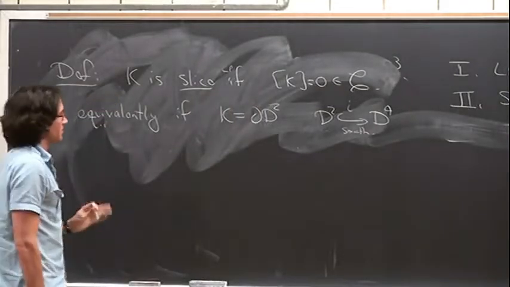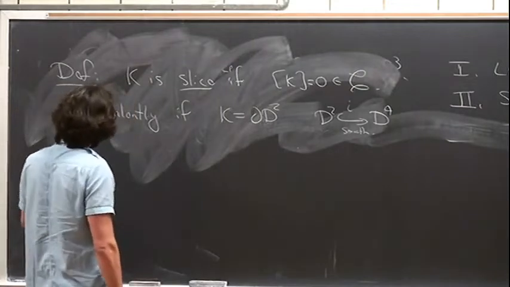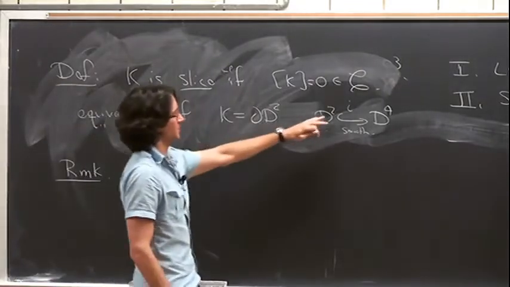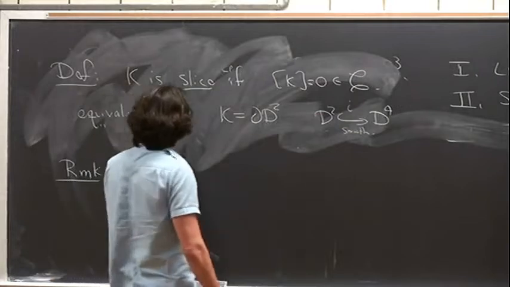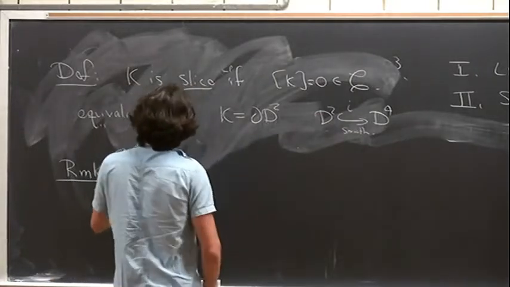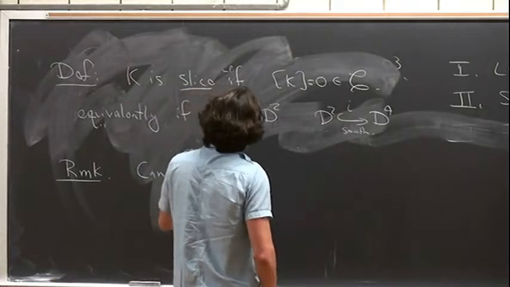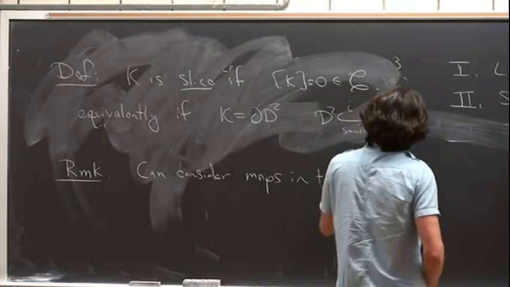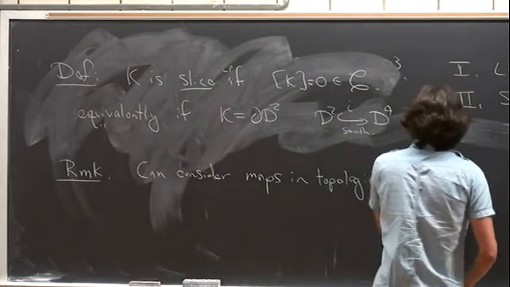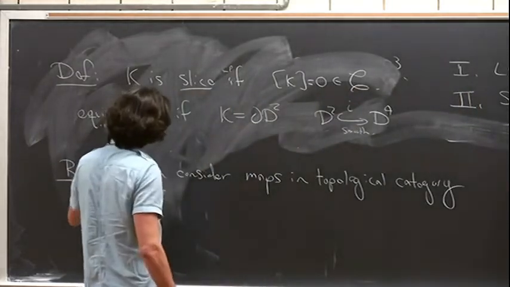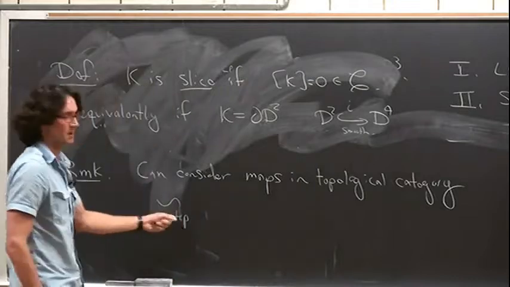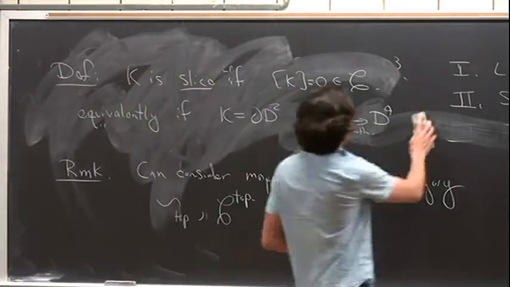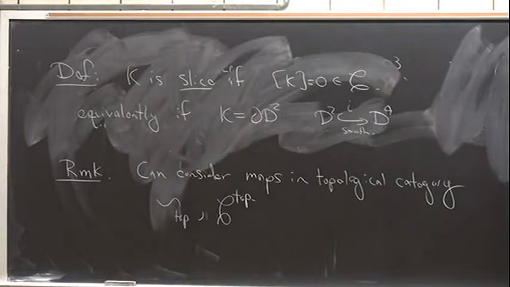It's a subtle but really important remark that I could have relaxed the regularity condition that I put on the map. I don't have to require it to be smooth. So I could consider instead my maps to be in the topological category. And I correspondingly get a concordance relation called topological concordance, and a corresponding topological concordance group, which I'll denote as above.